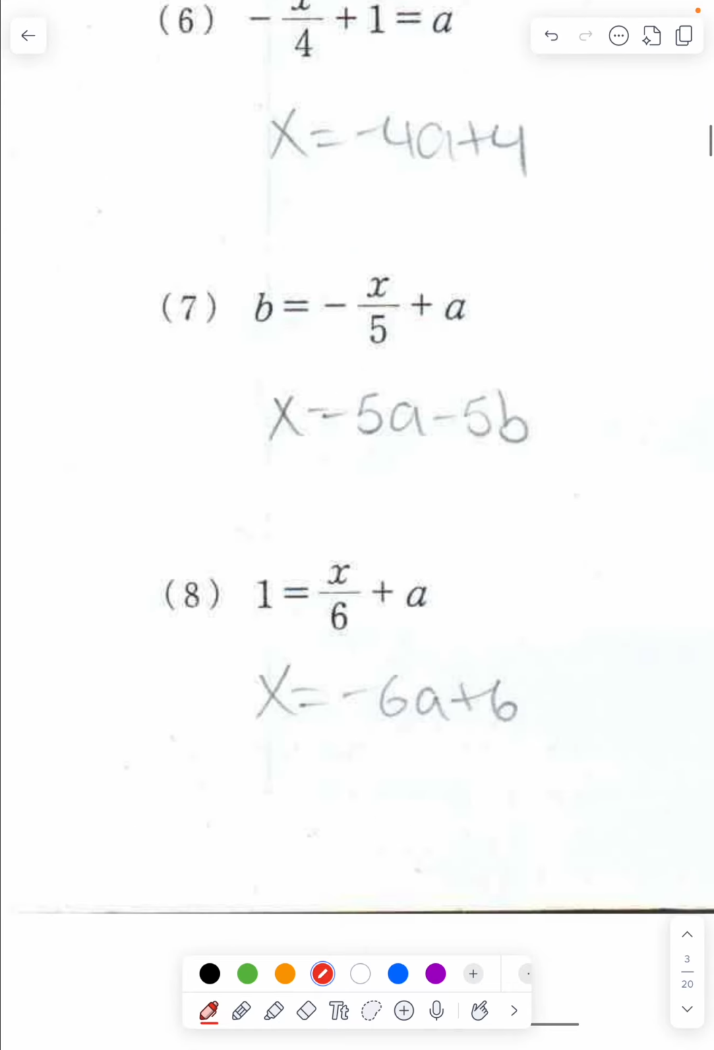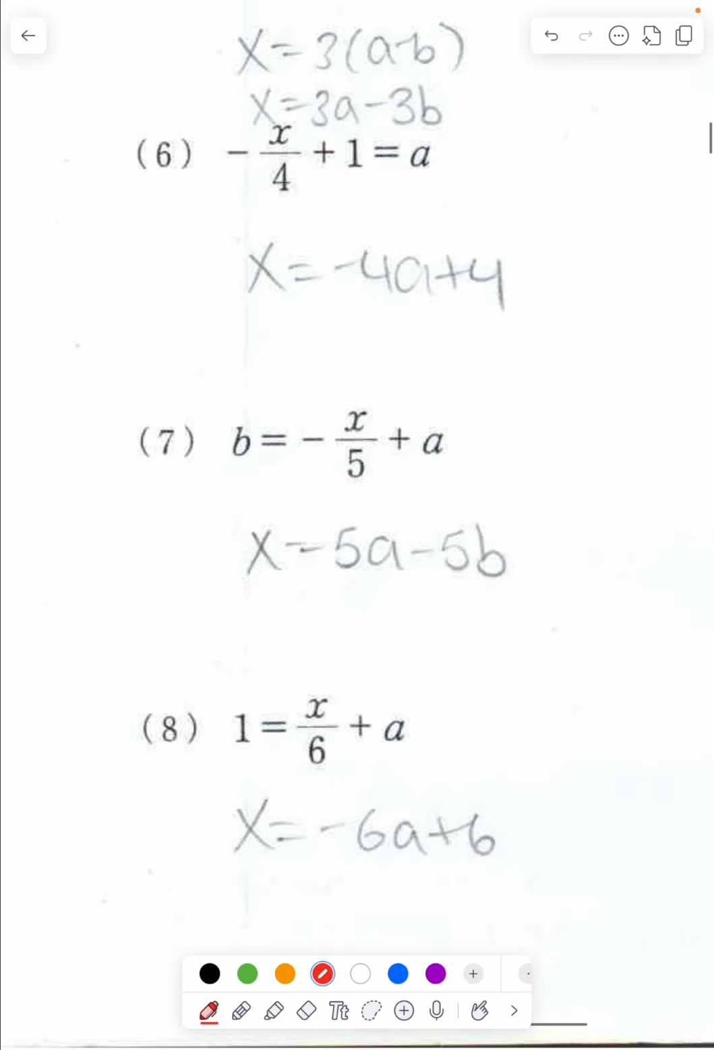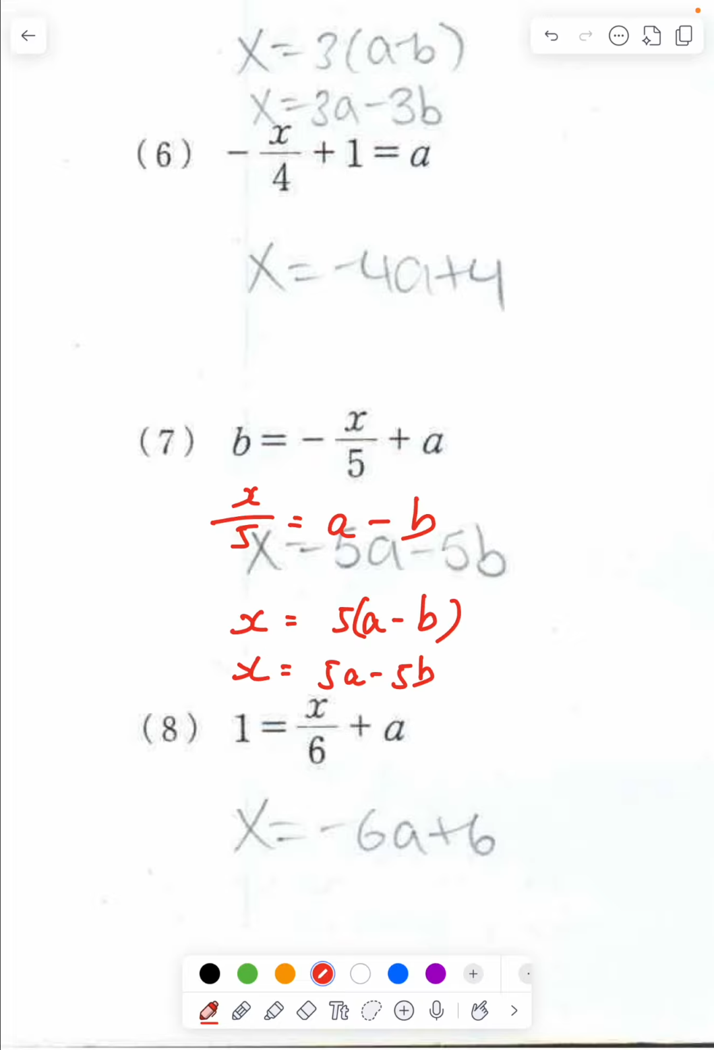Similarly, for question number 7, what do you want to multiply both sides by? I see what you did. You moved x over 5 to the left side first, and then moved the b to the right side, I'm assuming. Then I multiply both sides by 5, so it becomes x equal to 5 times a minus b. Then it becomes 5a minus 5b. Good job. Any questions?